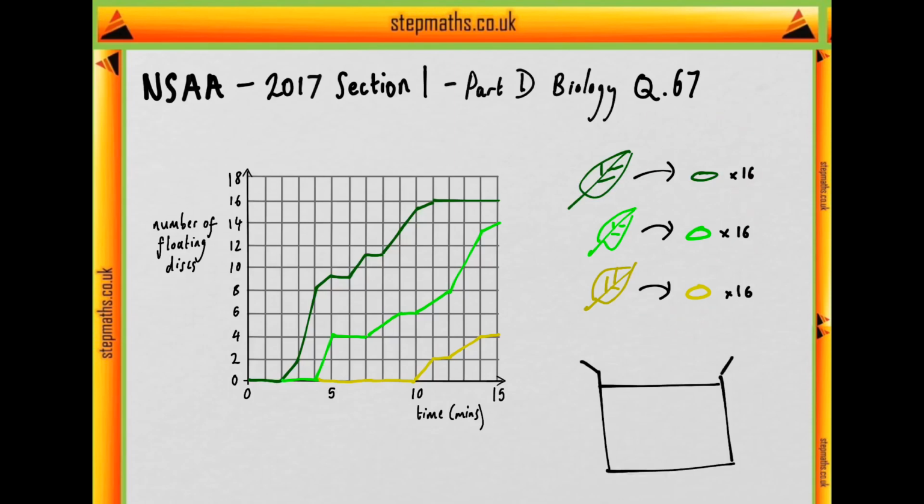We then set up an experiment where we have sodium hydrogen carbonate solution and our 16 leaves placed within them. Just as a reminder, there is a source of carbon dioxide present in this solution. And then we're told that over a course of 15 minutes, there is a number of discs which eventually rise to the surface over the course of this 15-minute period. And this differs depending on the colour of the leaves. So why would that be?